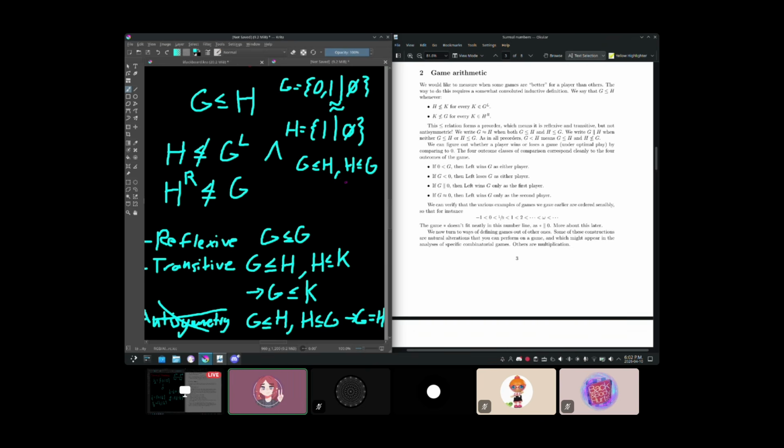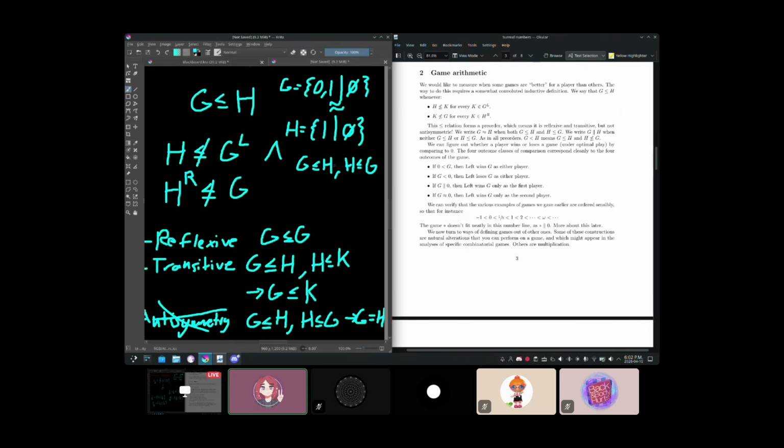Now, a lot of authors do just go ahead and say, oh yeah, these are equal games. I don't really like doing that because you can see that they're not in fact equal. For instance, with G, the left player has the option to move to 0, right? In H, the left player does not have that option. So in the literal sense, they're not made out of the same sets, so they're not equal games, even though they are the same in this order sense.